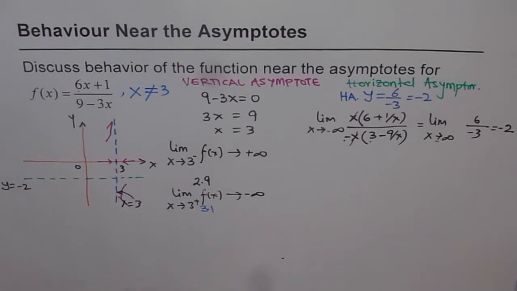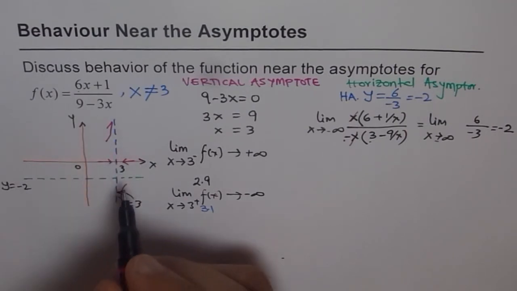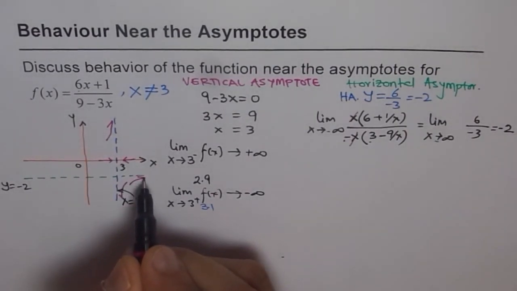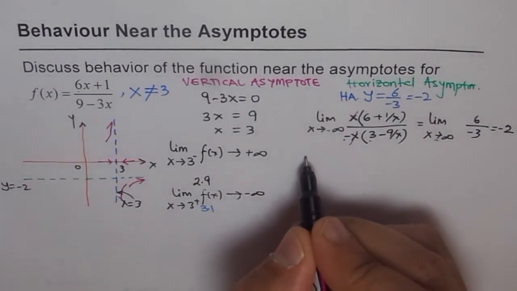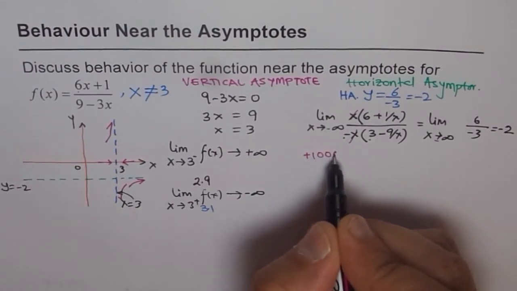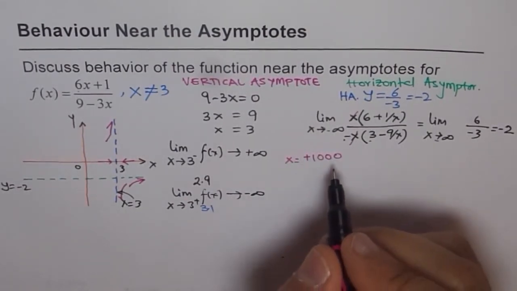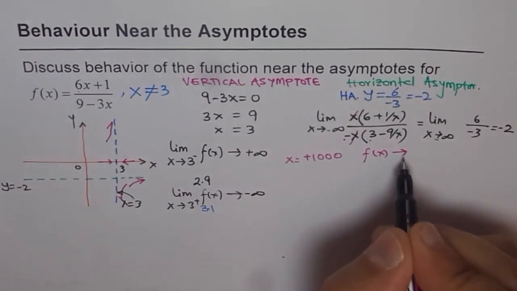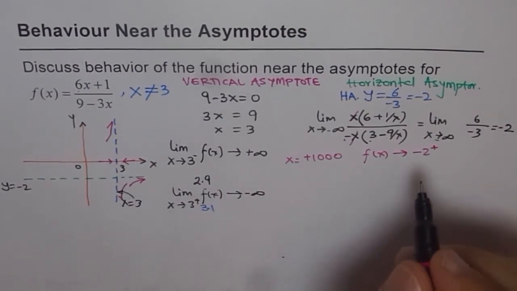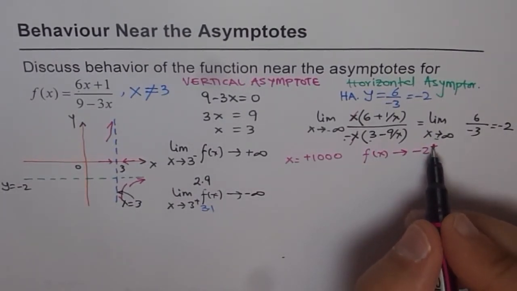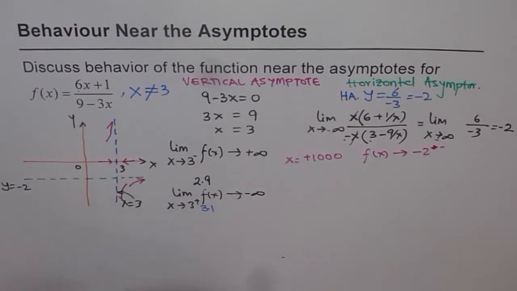So when we plug in positive 1000, what we get is minus 2 point something. That means more negative. So when we are approaching from positive infinity, we are approaching from the lower side. Do you understand? So that is what we get. Let us say we substitute a value plus 1000 for x. So x equals plus 1000. What do we get? We get the function approaching minus 2 from the plus side, that means below it, right? So more negative, I mean, under it.